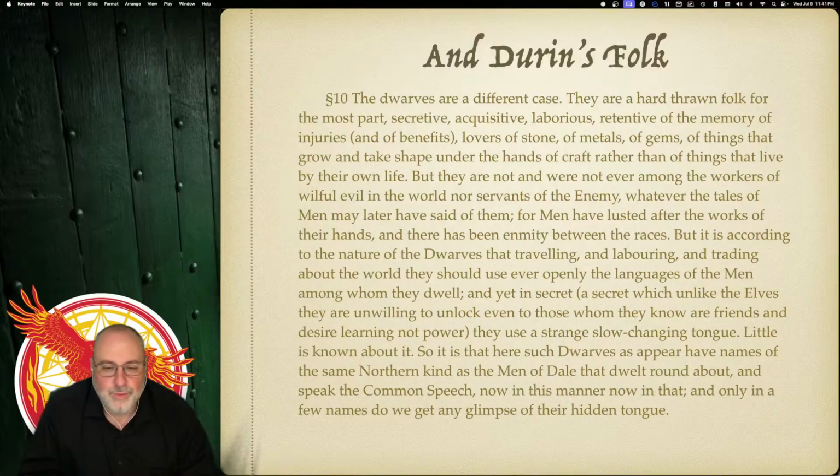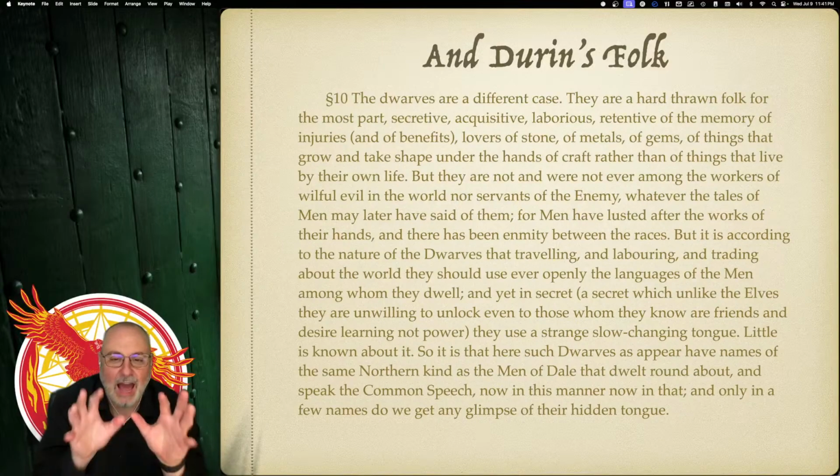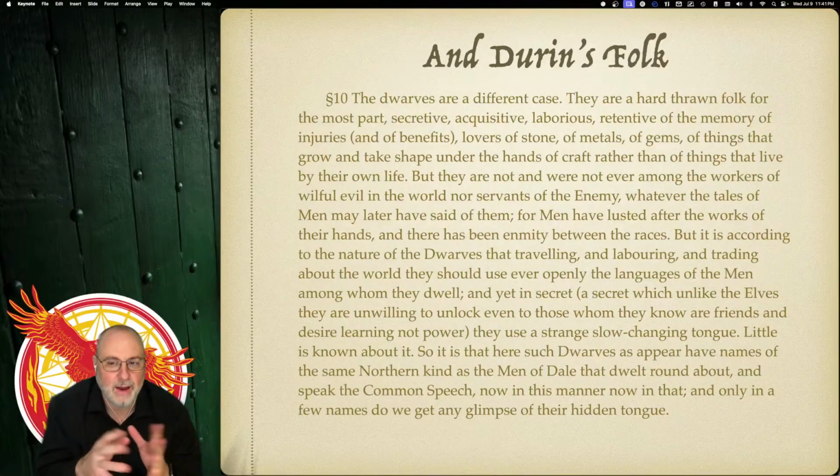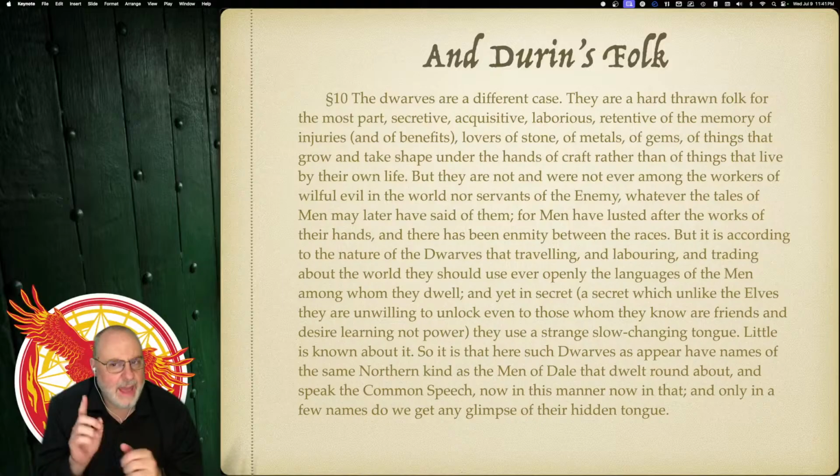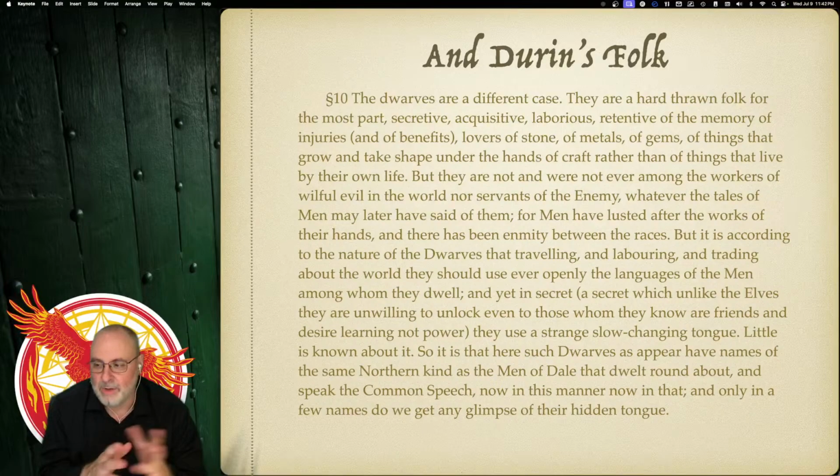Couple things, really fast. First, I love the retcon. Did you catch the retcon? They are not and were not ever among the workers of willful evil in the world, nor servants of the enemy. Anyone who says that they are must be speaking with the tongues of Melkor, I think. Anyway, whatever the tales of men may later have said of them. What's he referring to?